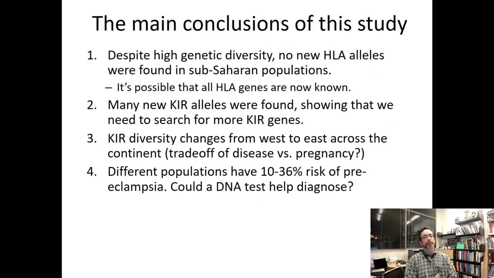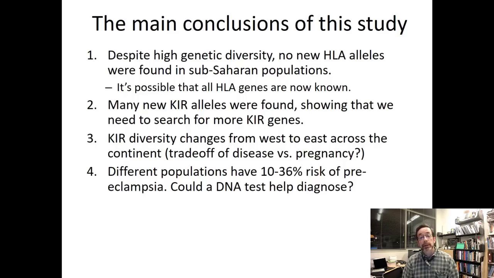The main conclusions of this study are these 4 conclusions. There is high genetic diversity in Africa. There was high genetic diversity among the peoples that were studied. And yet, no new HLA alleles were found in any sub-Saharan populations. They take that as possibly concluding that all HLA genes are now known. This is good news because the more we know, the more we can associate with disease risk and prevention.